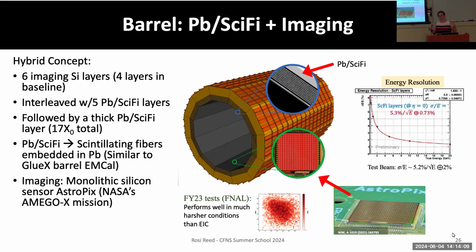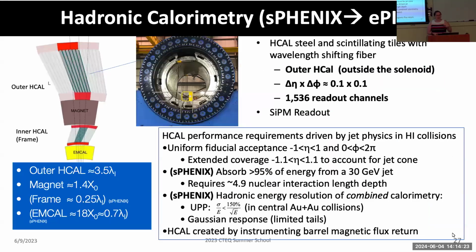And if we talk about jets, which is my favorite topic in the world, you want to gather all the energy for it. So you really want the different detectors to be able to measure both the electromagnetic energy and then the hadronic energy. So the hadronic calorimeter, this will be on the outside. This is actually already built, so that's great. So we're going to use the hadronic calorimeter from sPHENIX.